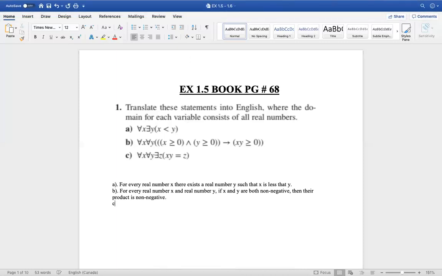Moving on to part C. Here we have three variables, x, y, and z, so we have to include them in our statement. For every real number x and real number y, there exists a real number z such that x y equals z.